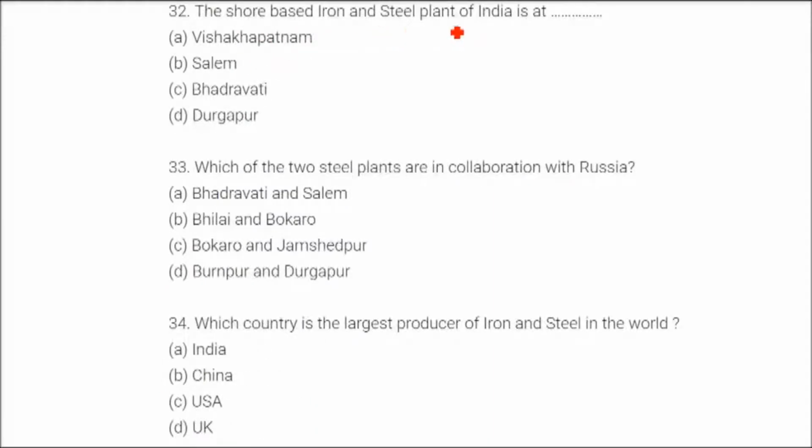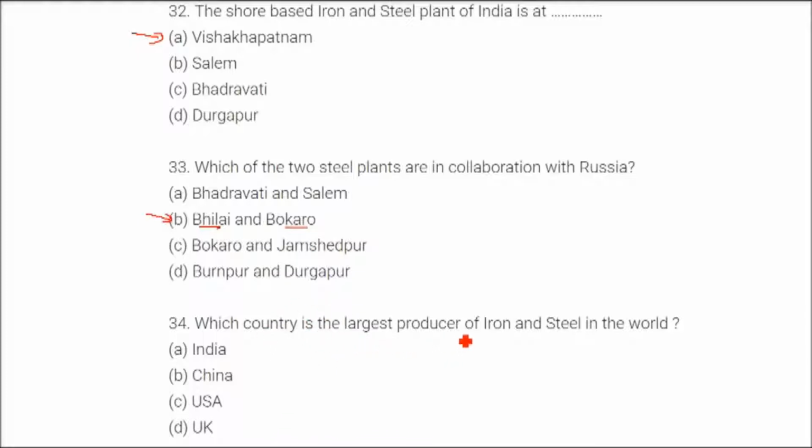The shore-based iron and steel plant of India is at... The answer is Visakhapatnam, Vizag. Which of the two steel plants are in collaboration with Russia? It is Bhilai and Bokaro.